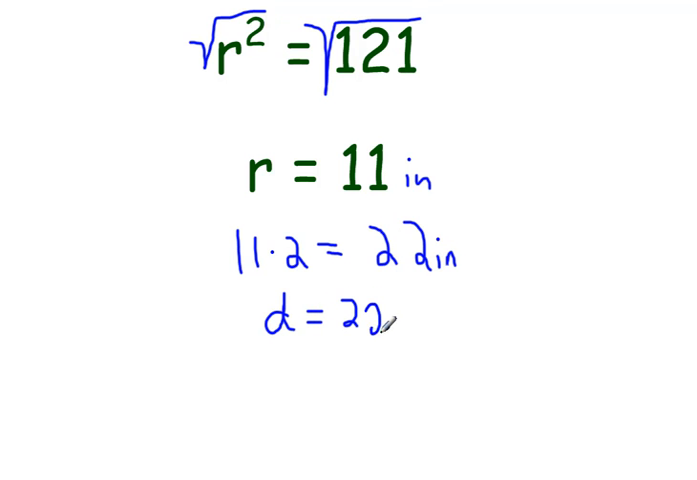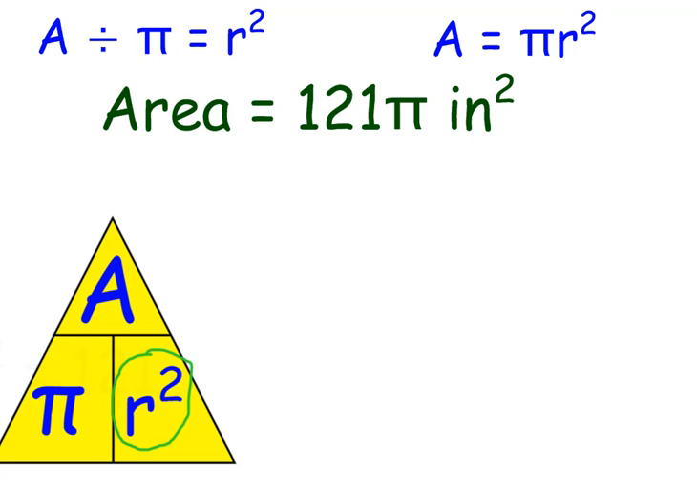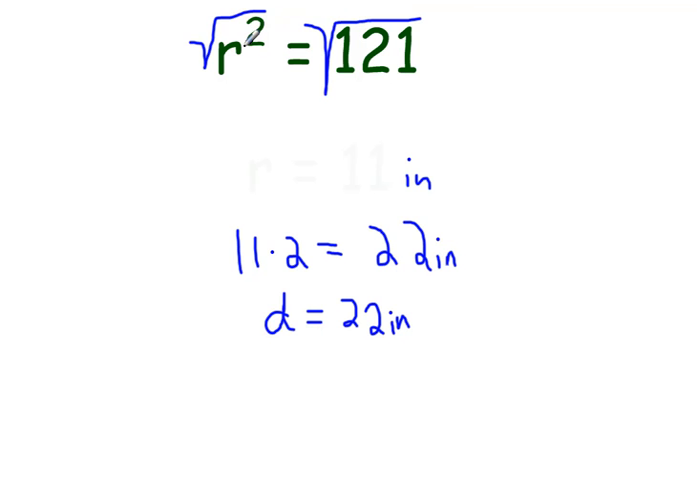And then we'll do a quick recap here. If you're given area in terms of pi, you can divide by pi and the pi's will cancel out and you'll be left with the radius squared. Or you can just look at it and say, since pi times radius squared equals area, then that's my radius squared. But once you have radius squared, you need to take the square root of it to find the actual radius. Here our radius was 11. Multiplying by 2 gives you the diameter.